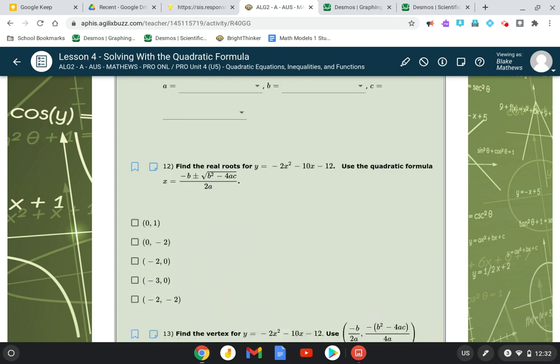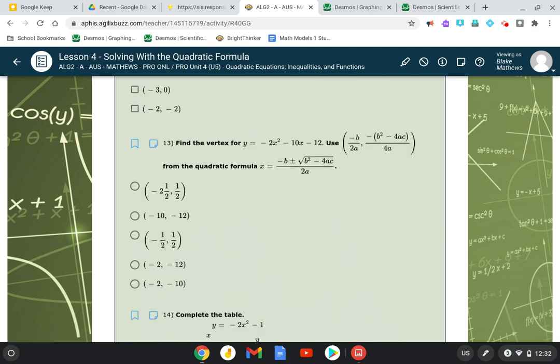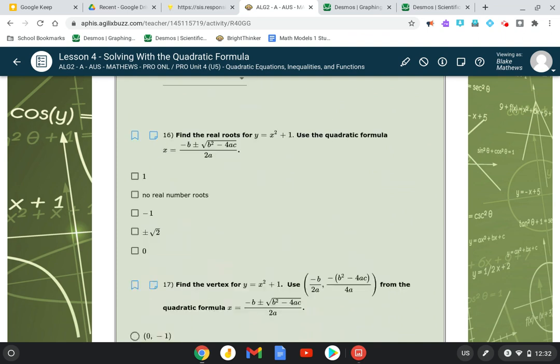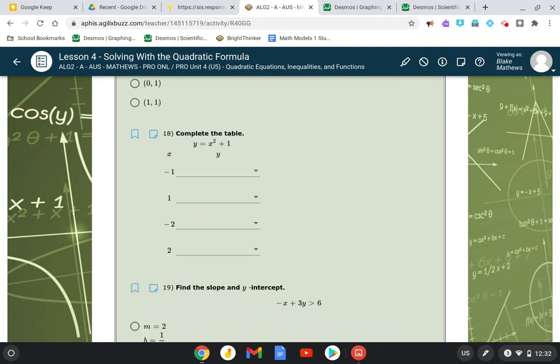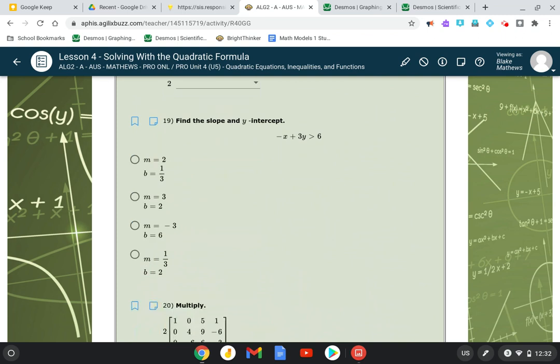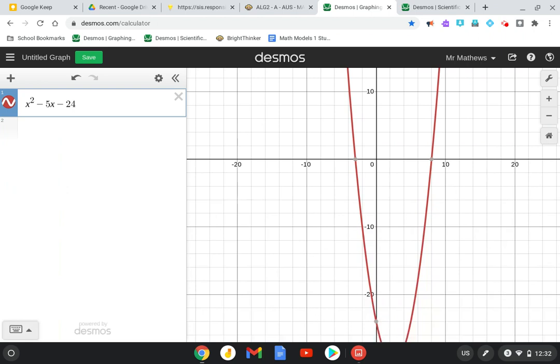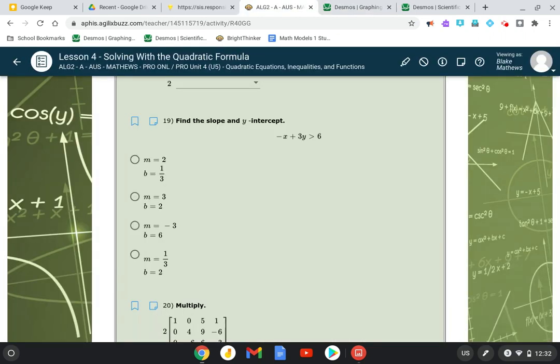Number 11, same thing. Number 12, same thing. Number 13, same thing. Nothing new here. Complete the table. 15 through 17, more of the same. 18, more of the same. So all of this can be done using the graphic method or the quadratic formula. I would recommend the graphic method just because it's a lot more clean. It's a little easier to deal with. Recommend Desmos because Desmos shows you the vertex as well as the roots. So make sure you're thinking along those lines.